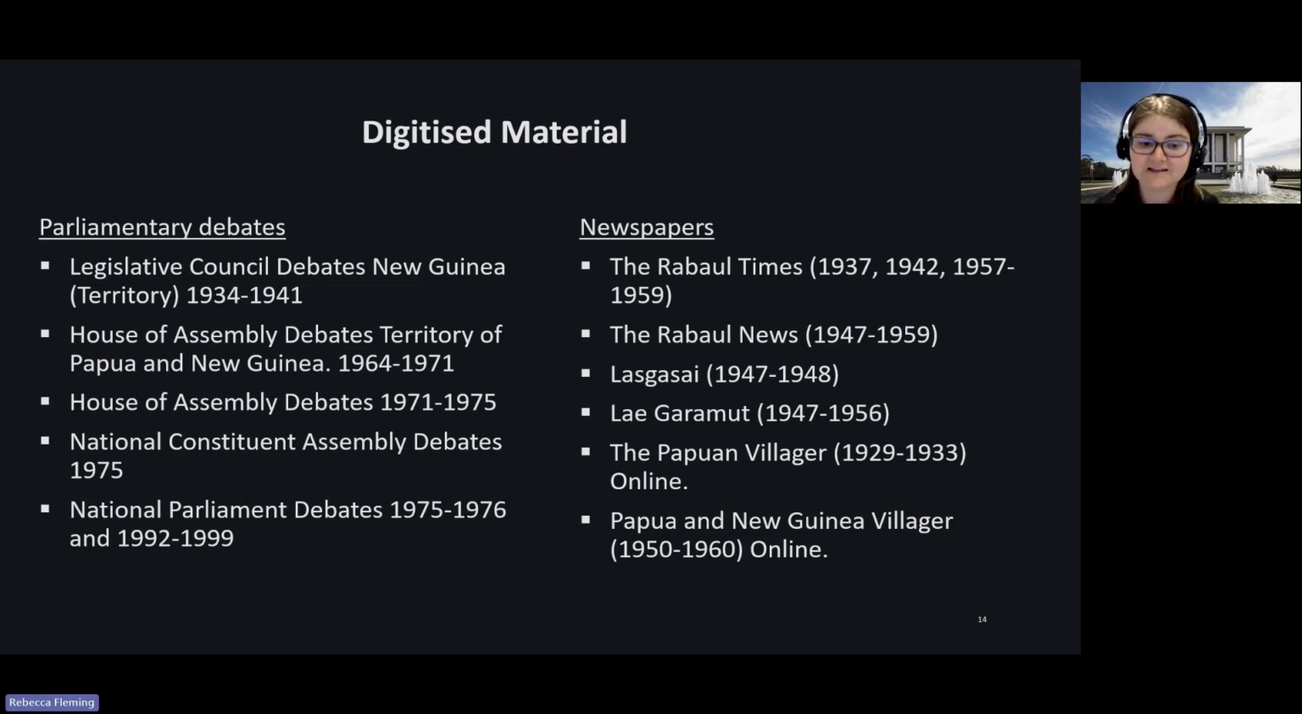And there are some gaps in the collection, as you'll see from the dates on the slides. For example, we have digitised the parliamentary debates from 1975 and 1976, and from 1992 to 1999, but the National Library doesn't hold the 1976 to 1992 debates, so we haven't digitised them.